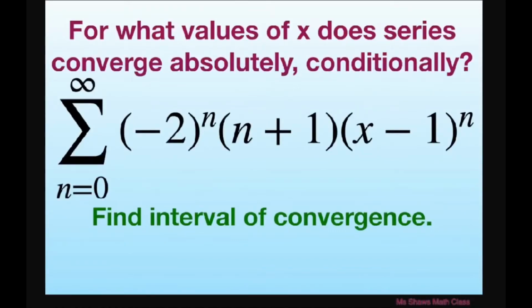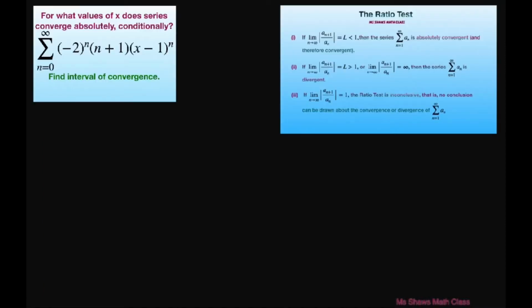Everyone, for what values of x does our series converge absolutely and conditionally, and also find the interval of convergence? All right, we're going to use the ratio test here. I know this is hard to see.